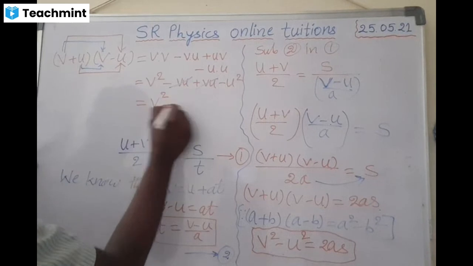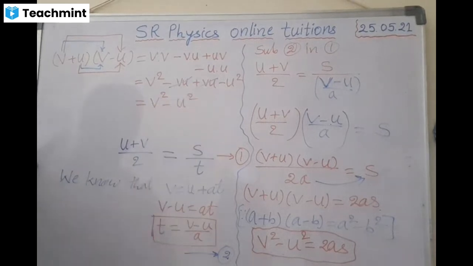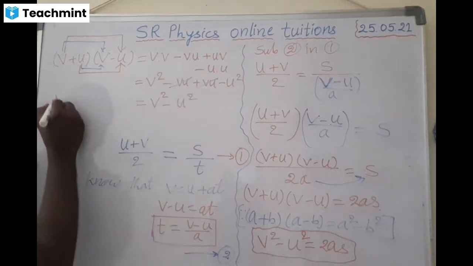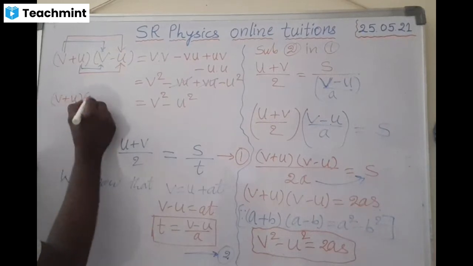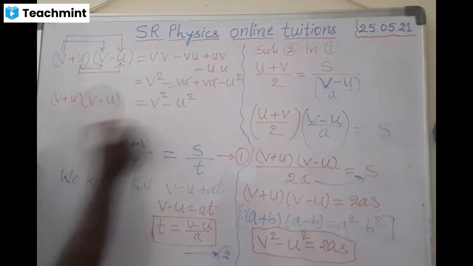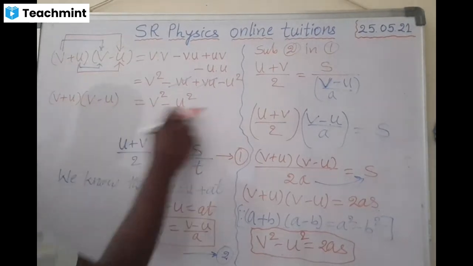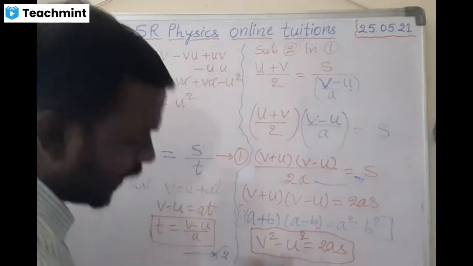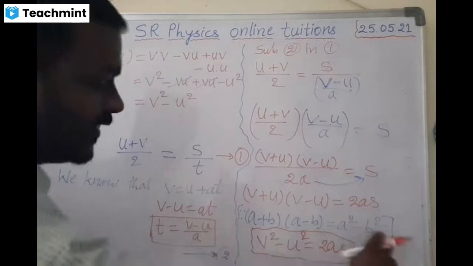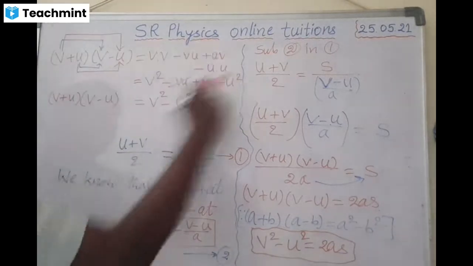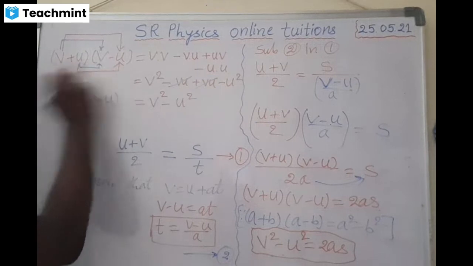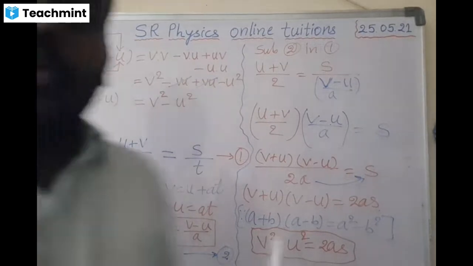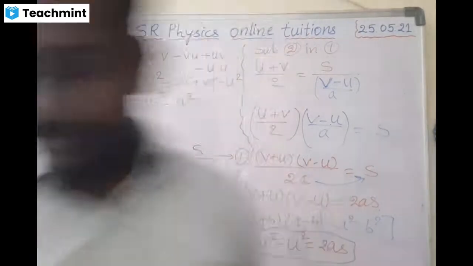V square minus U square. Is it clear? So V plus U into V minus U is equal to what we can take out, Nana? V square minus U square. Now we have understood it, right? Why are we taking it as a shortcut formula instead of doing these two extra steps? To avoid confusion, we'll be using this formula here.